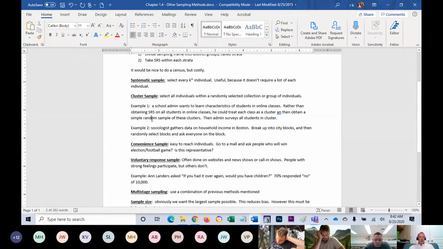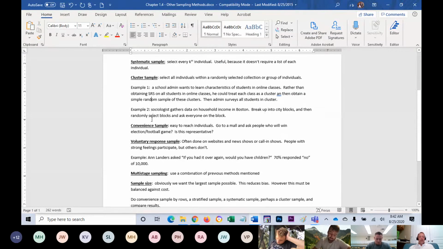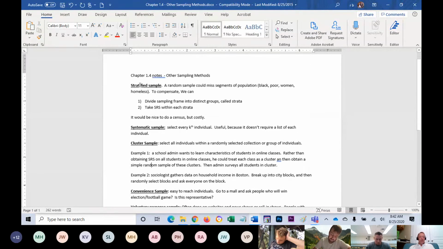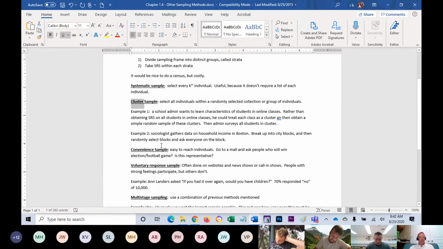This is probably a little easier way to collect data than, say, a stratified sample, but you're probably also going to be more subject to bias.